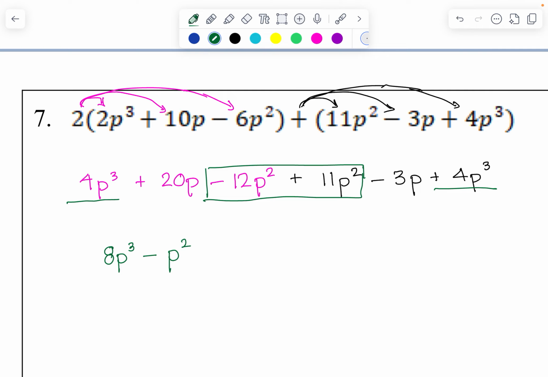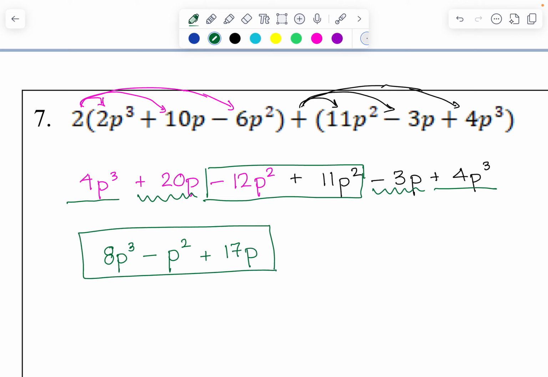A negative 1p squared, but we don't write the 1. And last but not least, we've got positive 20p minus 3p gives you a positive 17p. Trinomial, standard form, your exponents are in descending order, 3, 2, and 1.